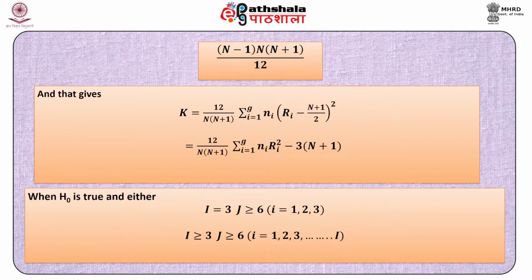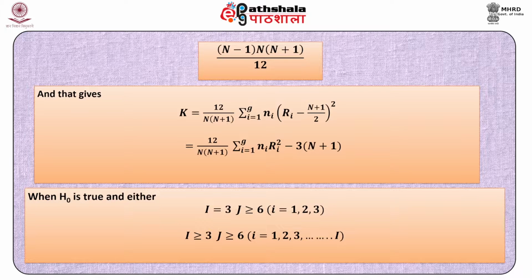If the data contain no ties, the denominator of the expression for K would be (N minus 1) times N times (N plus 1) divided by 12, and that gives K is equal to 12 divided by N into (N plus 1), sigma i from 1 to g, ni into (Ri bar minus (N plus 1) divided by 2) whole square, which is equal to 12 divided by N into (N plus 1), sigma i from 1 to g, ni Ri bar square, minus 3 into (N plus 1).